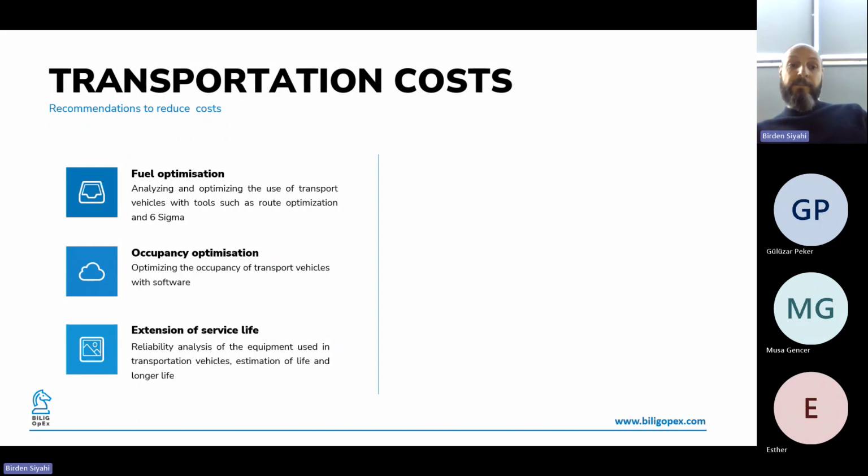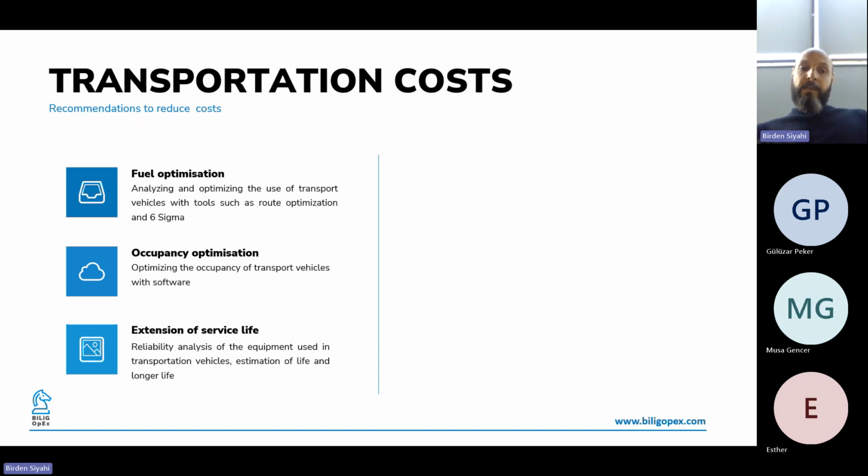Also, by using some softwares, you can optimize the occupancy of your transport vehicles. So, for example, let's think about your truck can carry 100 boxes. If you are sending that truck with 89 boxes, then you're not using your truck optimally. So using those kind of softwares can help with that.